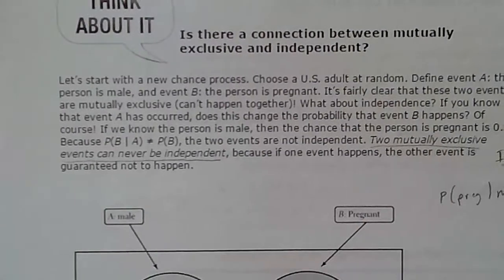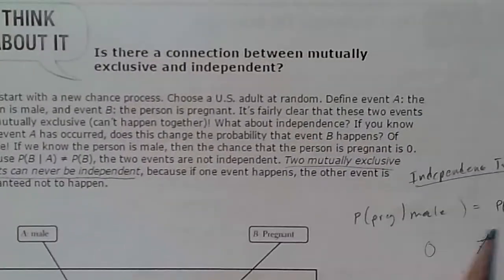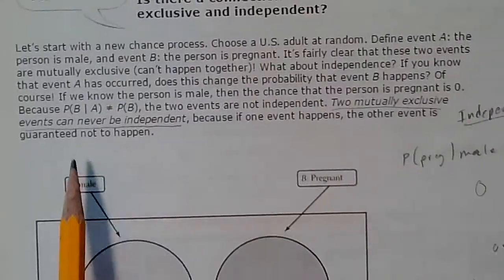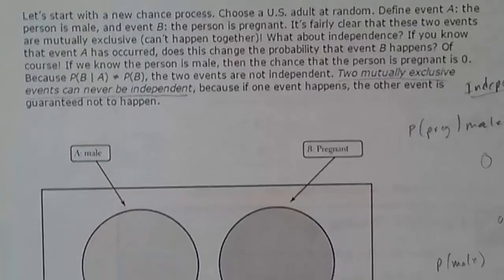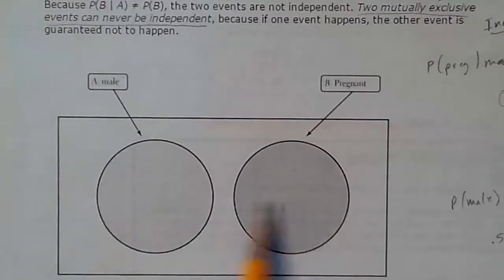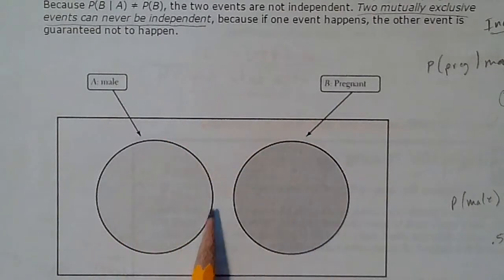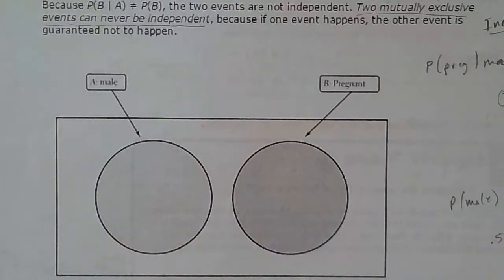Okay, so I actually did the independence test over here to help you understand this. Obviously, I hopefully understand that these are mutually exclusive, right? Can't be male and pregnant. There's no overlap to this. There aren't males that are pregnant, right? It's one or the other. So they are mutually exclusive.